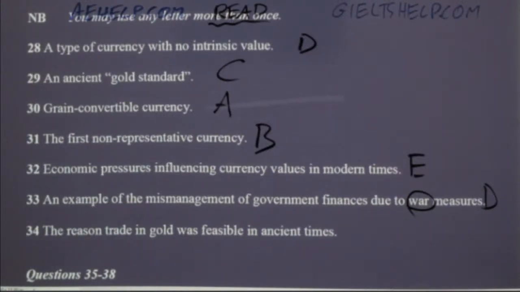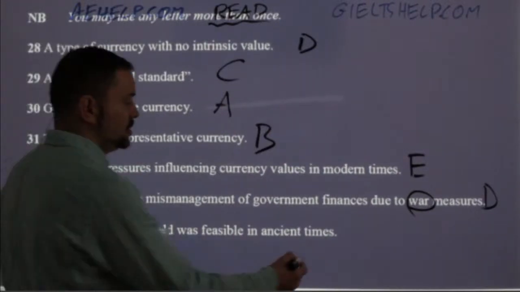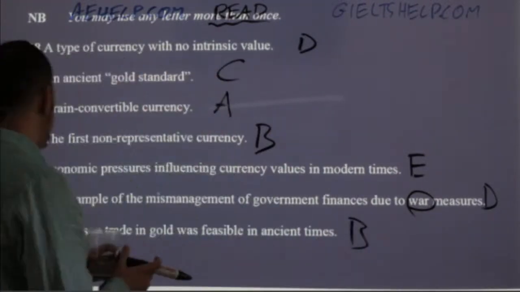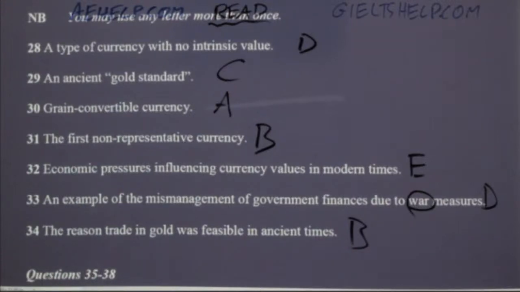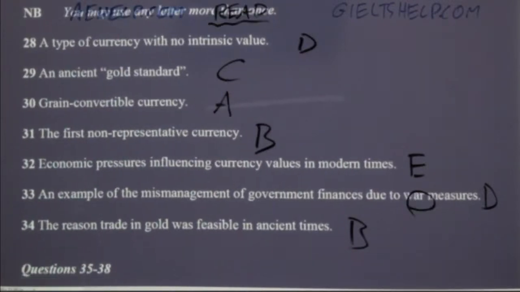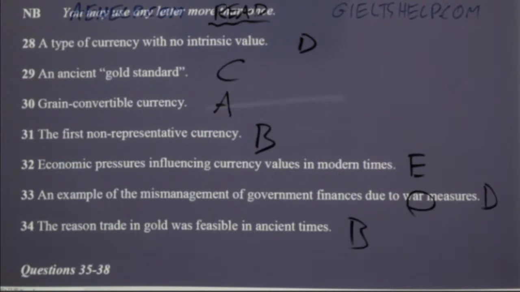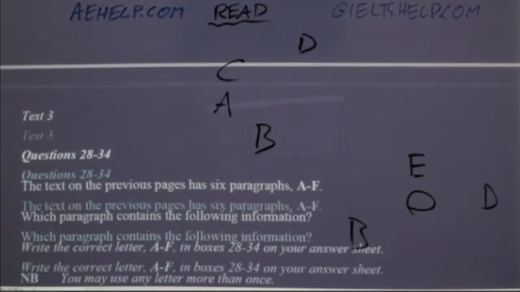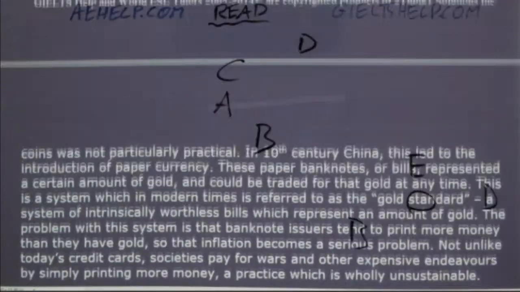34. I'll check it, Carolina and Sammy, in 1 second. Okay, we'll answer this last one. So it's B. Okay. So you're saying that 33 you think should be... okay. An example of mismanagement of government finances due to war measures. Let's check it. Maybe you're right. Maybe I'm wrong on that one.